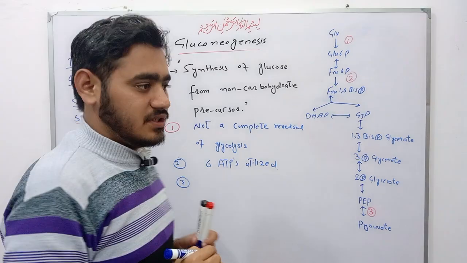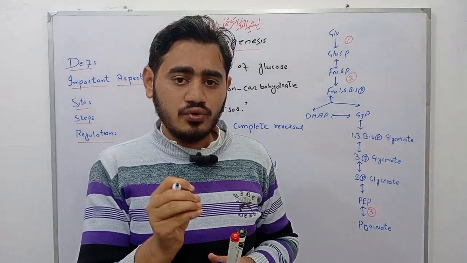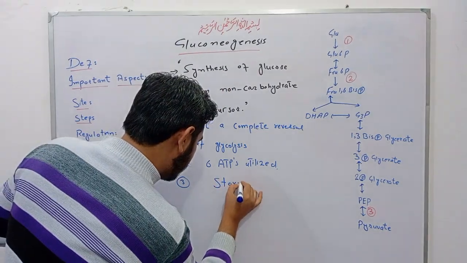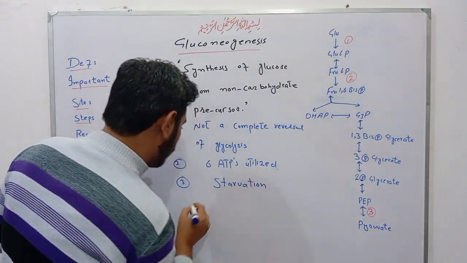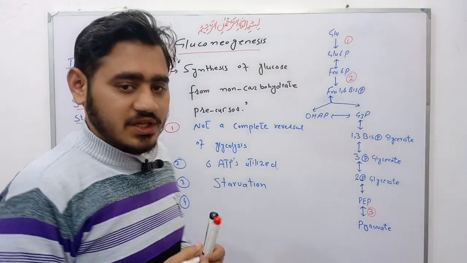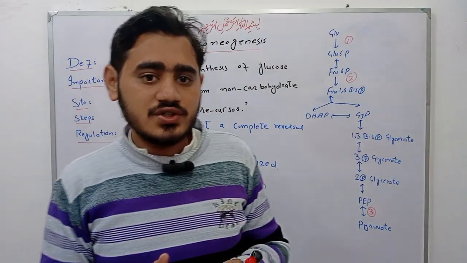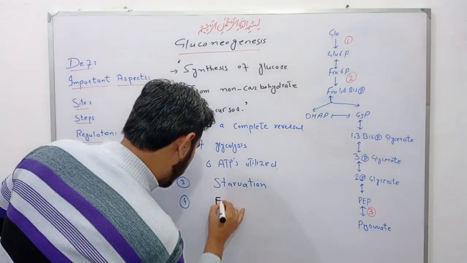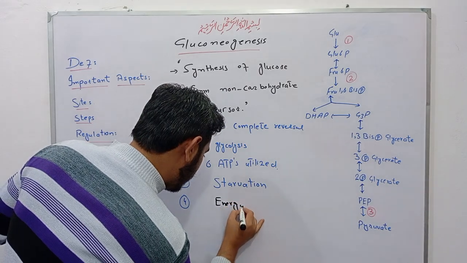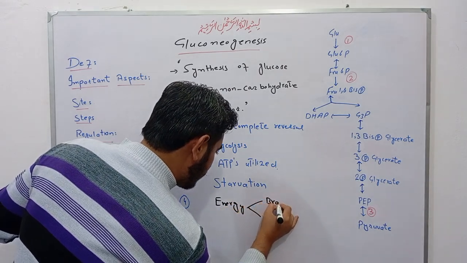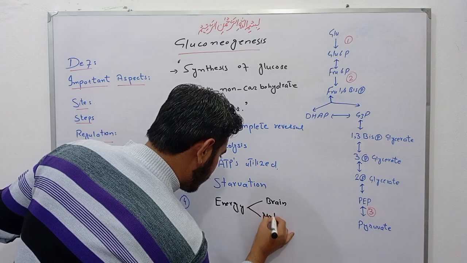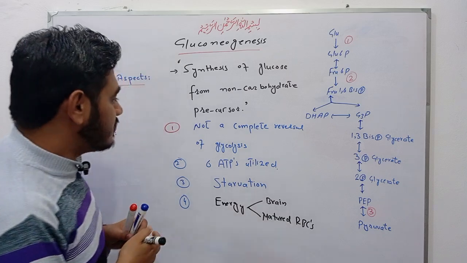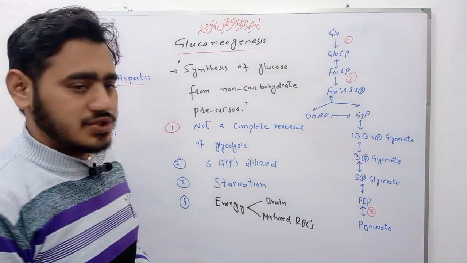The third one is it is an important source of glucose in starvation. The fourth one is it is an important source of energy for brain and matured RBC. Okay, these are the important aspects of gluconeogenesis.